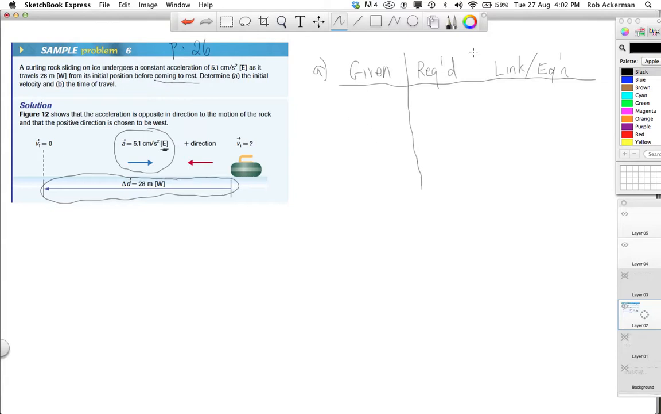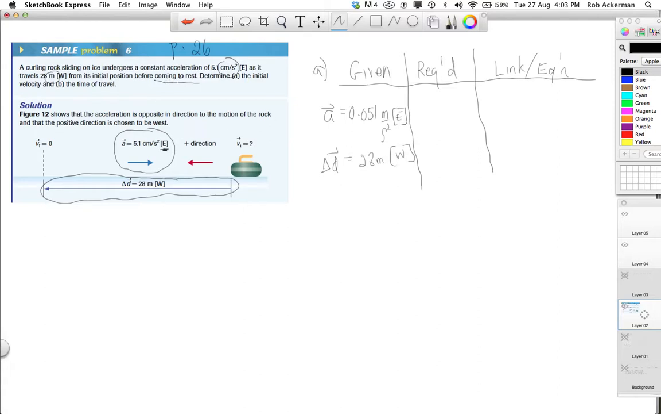So in this column of this chart that I'm making, I'm just going to write out what's given. What am I given? I'm given that the acceleration is 5.1. Now that's centimeters, and this is in meters, so I've got to make a choice now. I've got to convert one of these units to the other. 5.1 centimeters is 0.051 meters per second squared, and that's east. I also know that the displacement is 28 meters west. Now you can see right away, if you don't know your symbols, this is going to be hard to fill out. So make sure you review your symbols that you learned in grade 11.